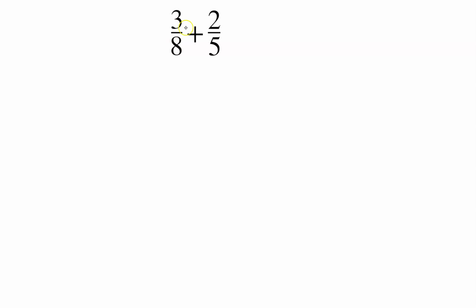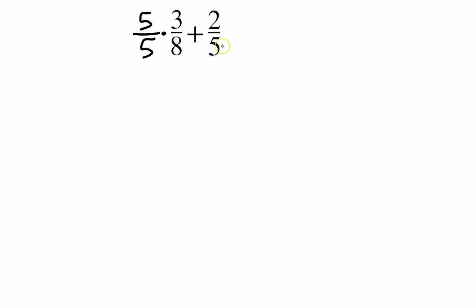I can't combine eighths with fifths, right? If you pictured a pie or something, I can't combine the number of pieces and say how many pieces I have if the pieces aren't the same size. So when we have different denominators, we have to get a common denominator, and we do that by multiplying by the factor that's missing. So in this problem, I would take my left fraction and multiply by 5 over 5.